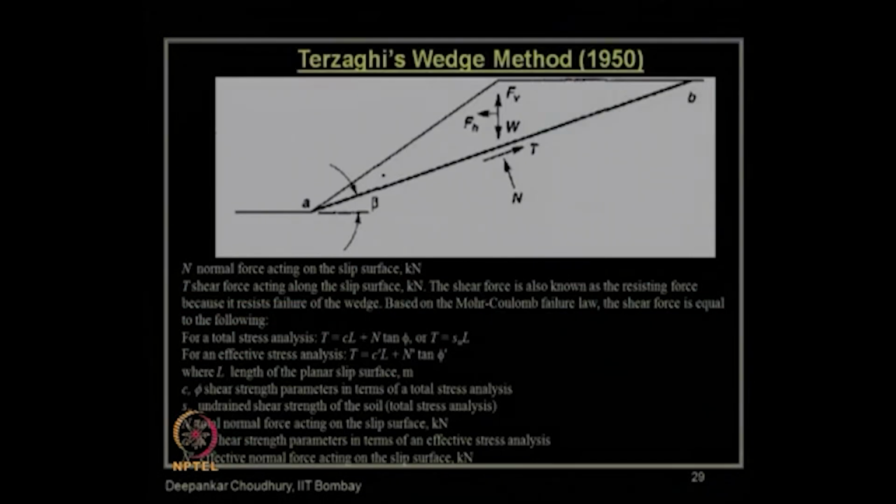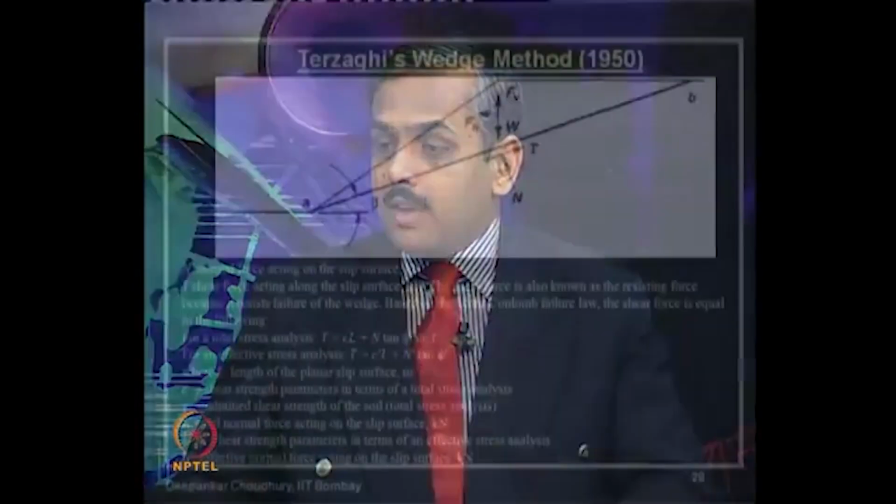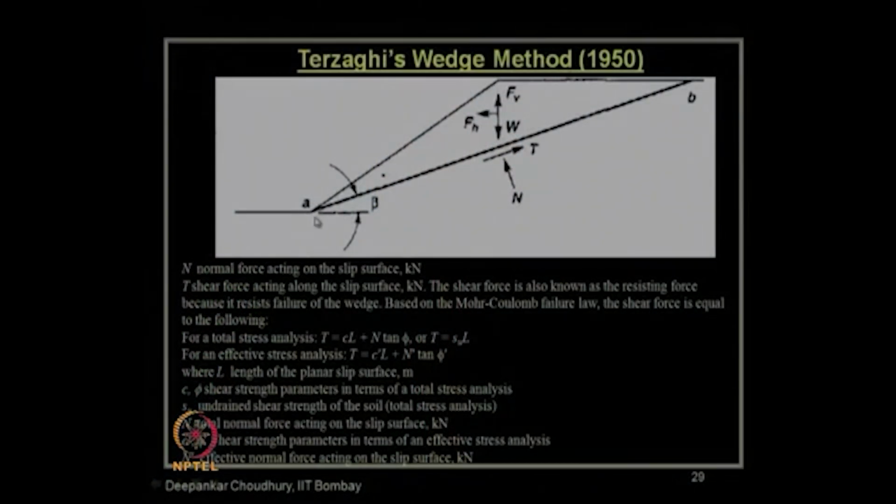Now, let us go through Terzaghi's wedge method for the slope stability problem, which was proposed way back in 1950. This is the basic soil slope, you can see over here, and this is the failure plane. The assumed failure plane by Terzaghi was considered as a triangular wedge. So, this is the failure mass of the wedge, weight of this failure zone is W, and the pseudostatic seismic inertia forces in horizontal direction is Fh and in vertical direction is Fv.